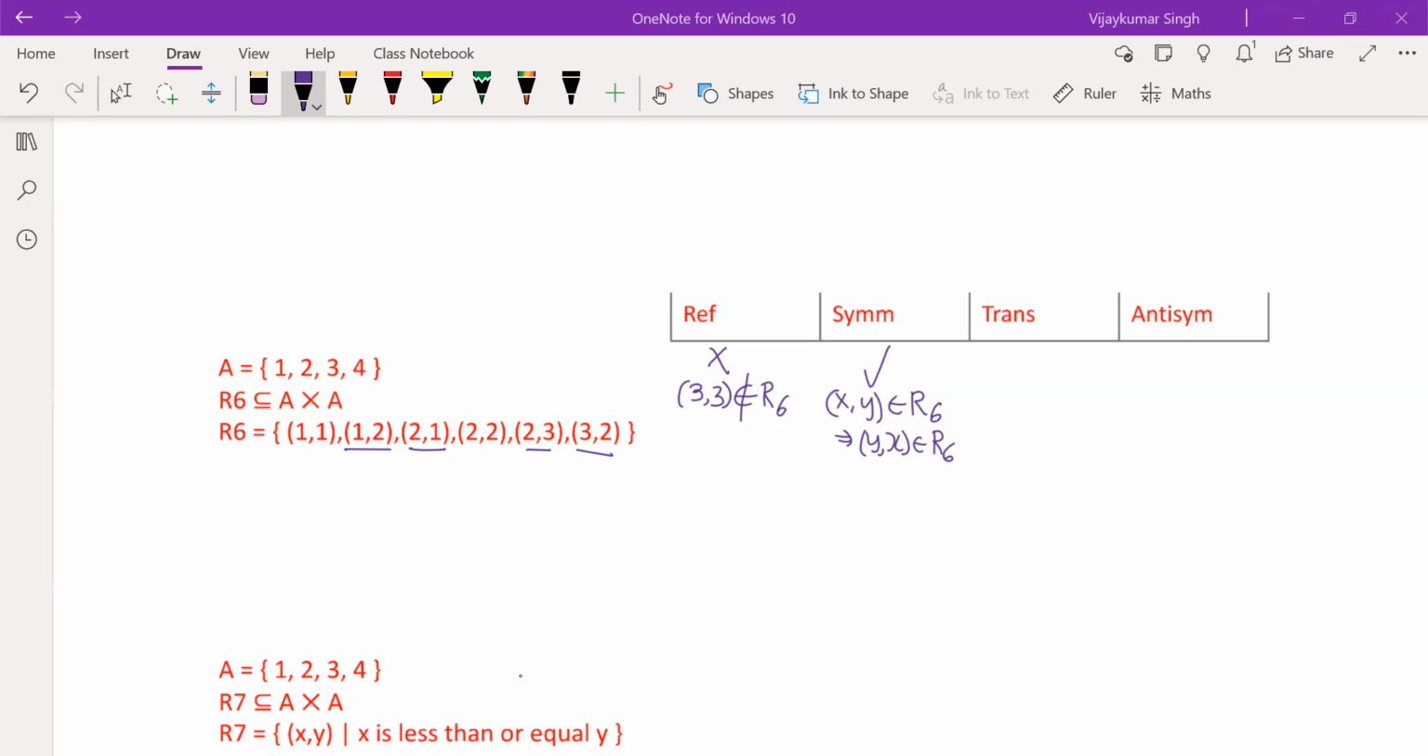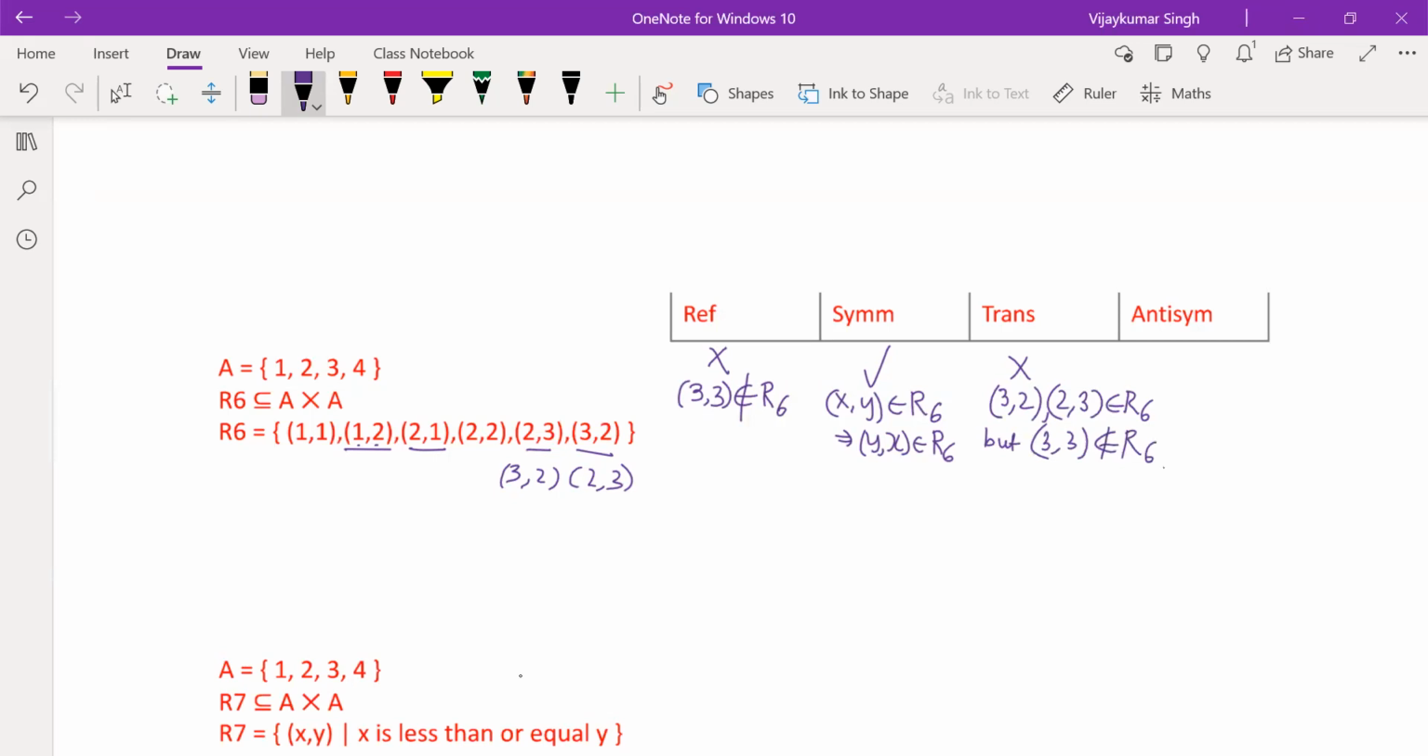Now transitive. (1,2): whenever there's 1 first, 2, then (1,2) is there. Where else? Nowhere else, right? Now let's see (2,3), (3,2), then (2,2) is there, right? However, if I write (3,2) and (2,3), but (3,3) is not there. So it is not transitive. Why? Because (3,2) and (2,3) belong to R6, but (3,3) does not belong to R6.